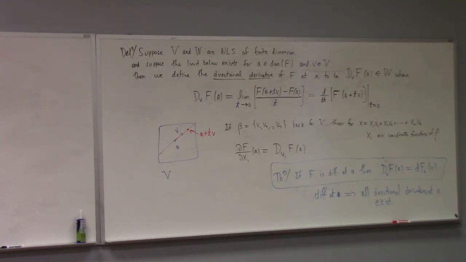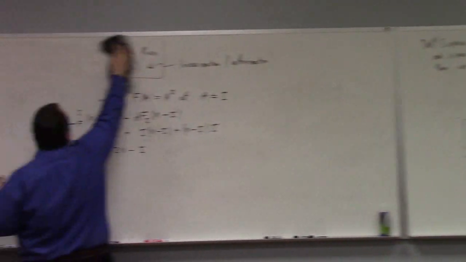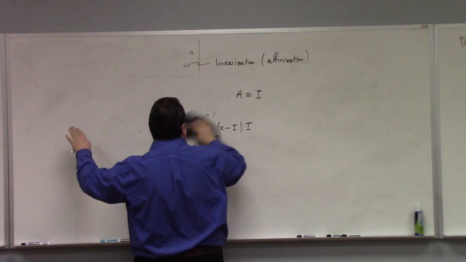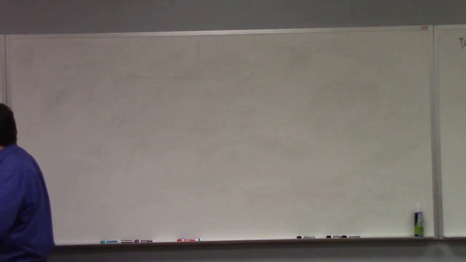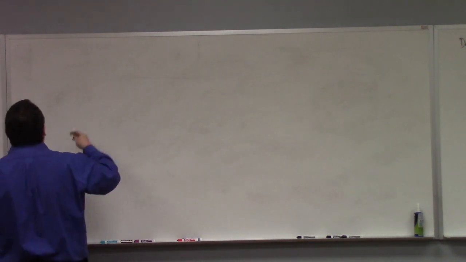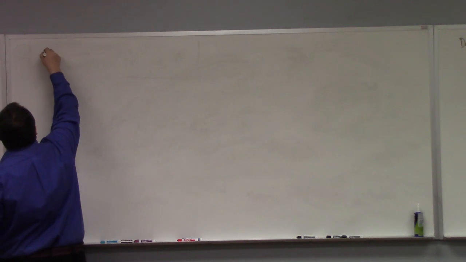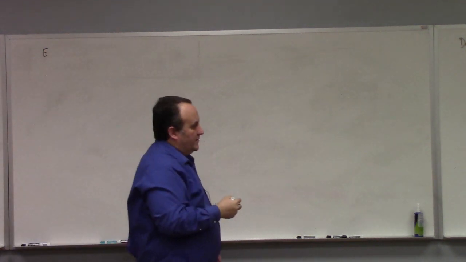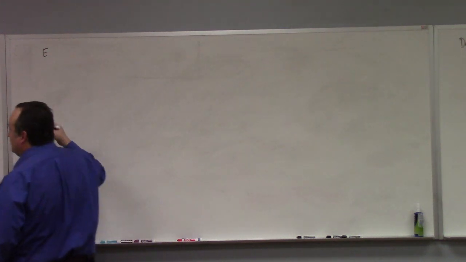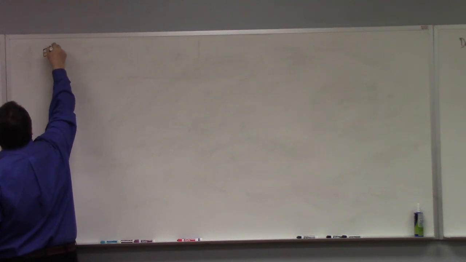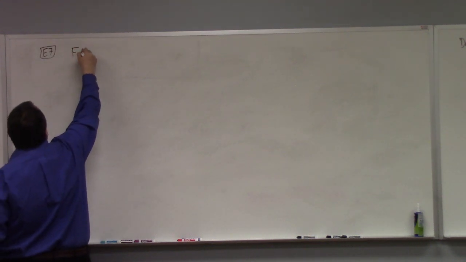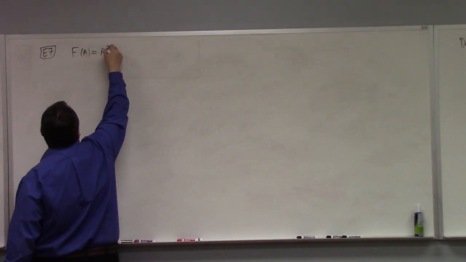So let's think about this. We already know that the differential exists, right? I think it's instructive to see how, let's actually try to calculate the partial derivatives of this square function. So, for example, this is example 7. Let's look at f of A equals A squared.